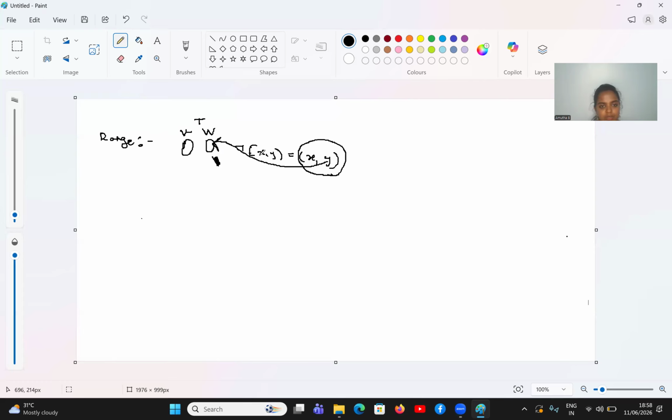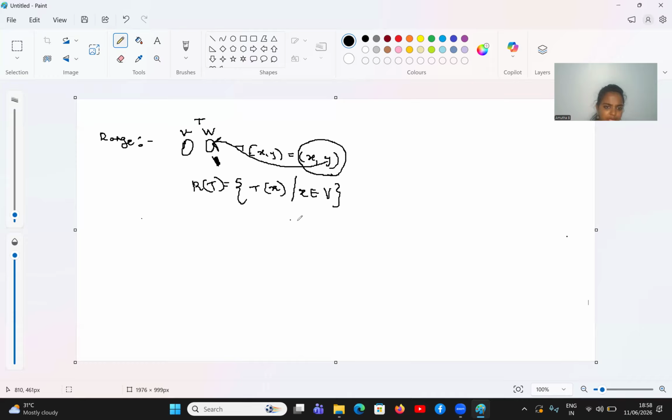Here you are substituting some element from the domain in the map T, and you arrive at some element in W. Those elements, or the set of all those elements, are called the image or range. So how can we write it as a set? Range of T, that means range space of T, is the set of T of x such that x belongs to V. This is the range space.